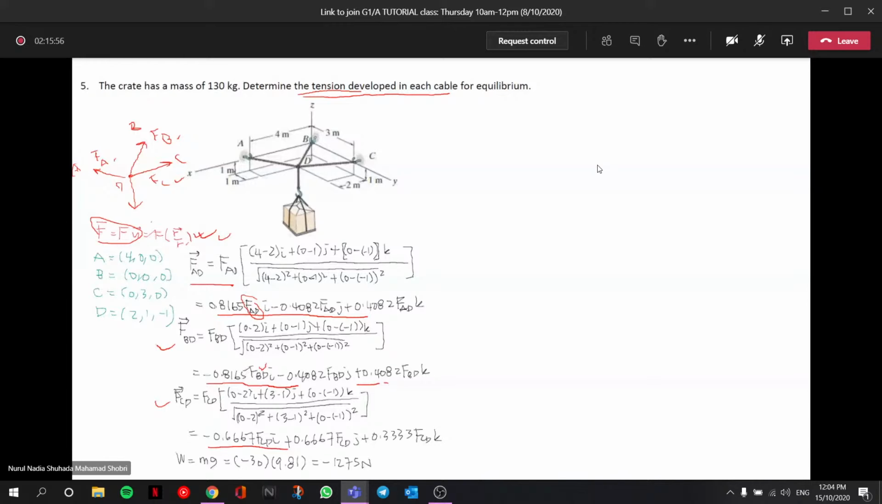Basically, we don't know the value of the force vectors yet, because we still don't know the magnitudes of the forces. The force pointing downward is negative. I'm sorry, it should be negative 130 times 9.81, and you will get negative 1275 Newton because it's pointing downward.